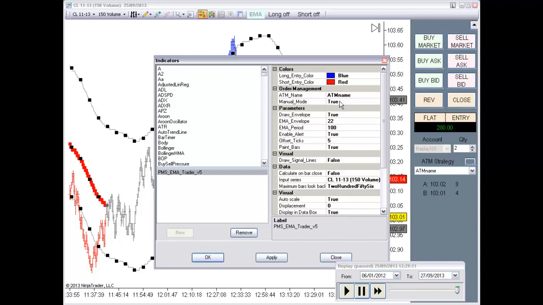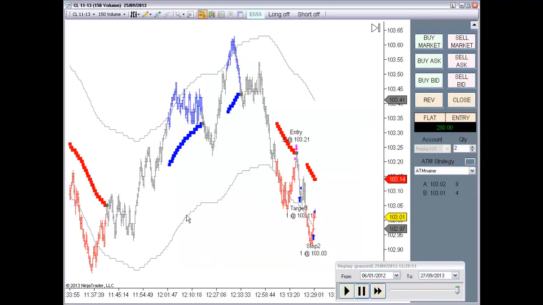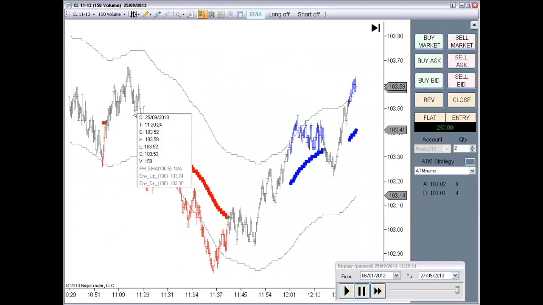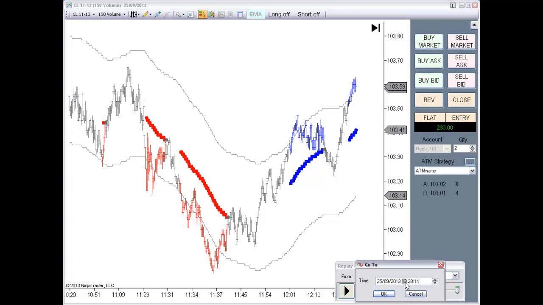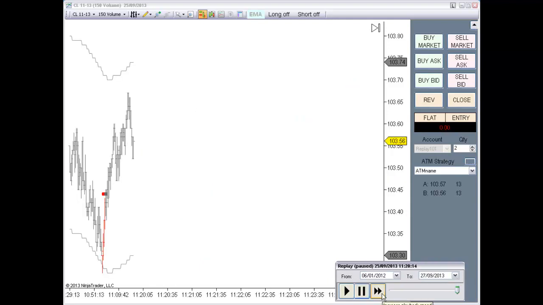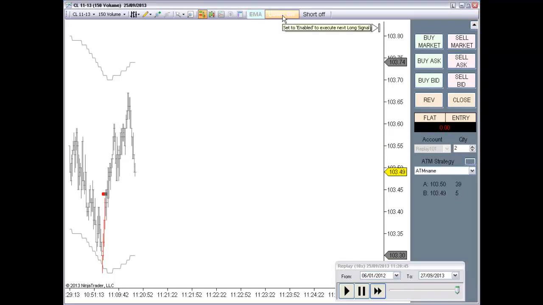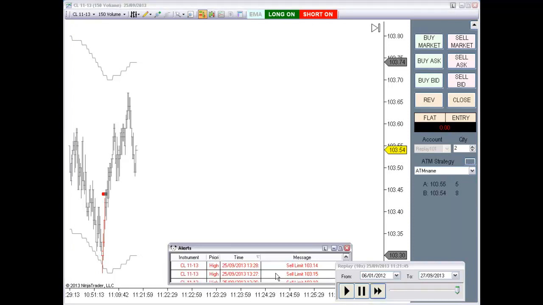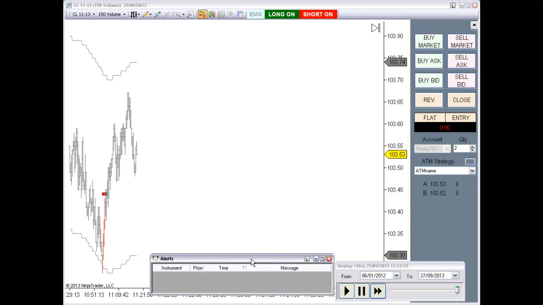Let's go back, disable the manual mode, and we can go for 11:20, 11:30. Now we can play, and this time I am going to enable both sides. We currently don't have trend, bars are gray.